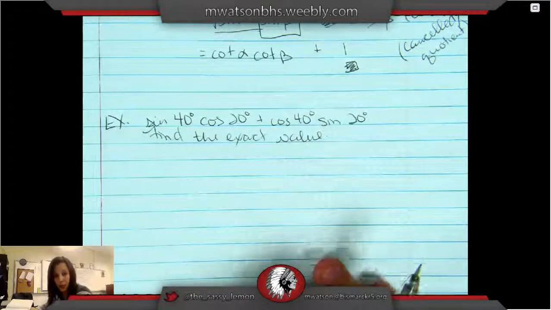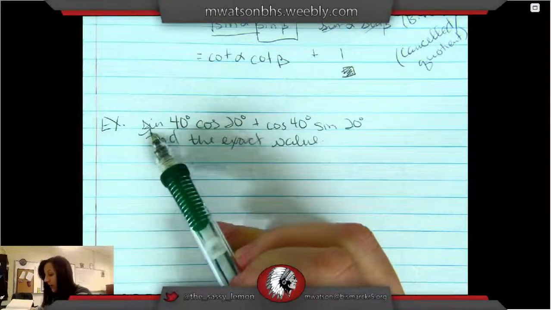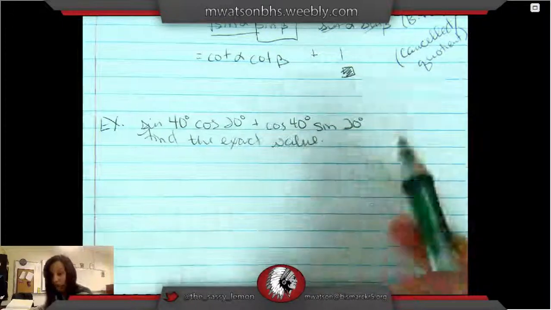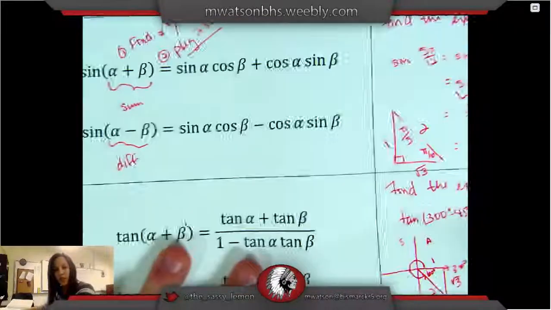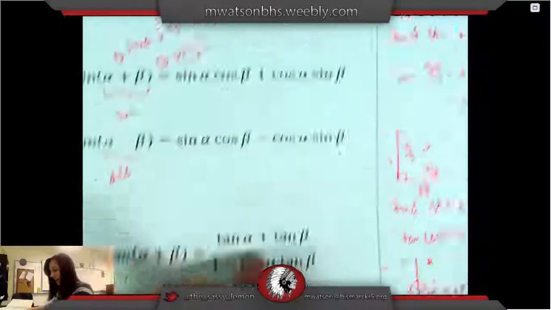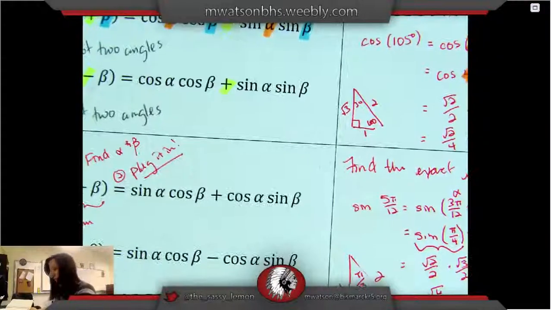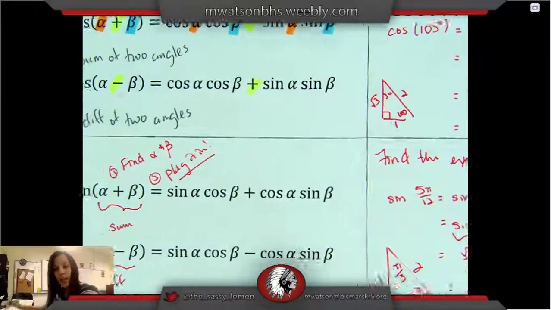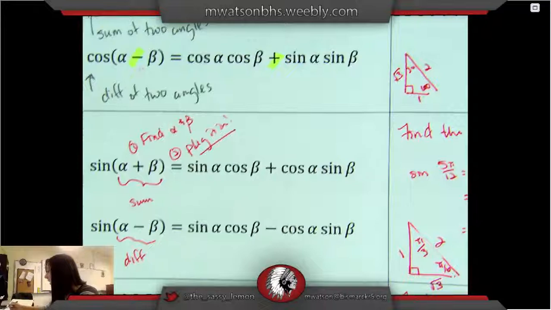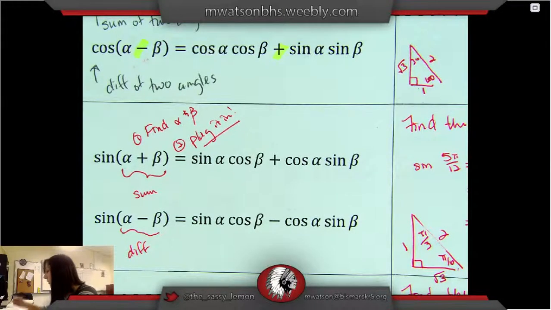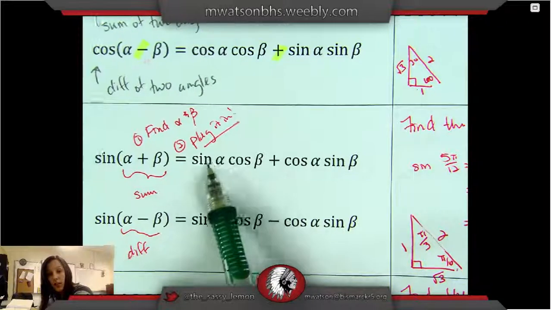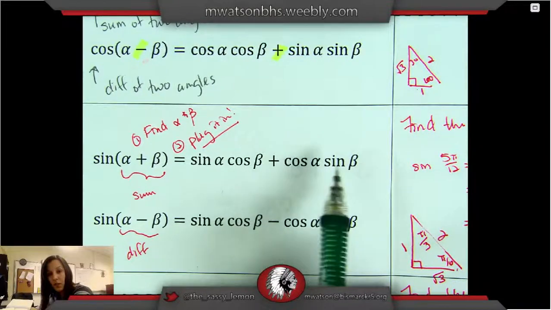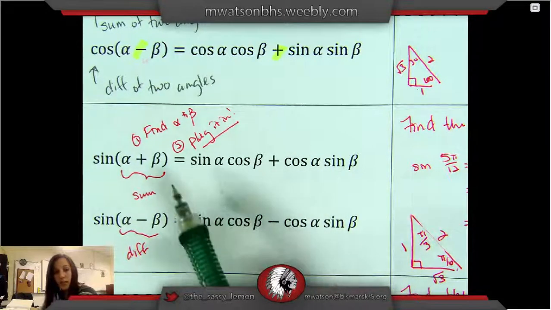Well, it might look really, really difficult because we don't know how to find sine of 40 or cosine of 20 or any of these. But if you look over at your identities, this fits one of these patterns. It's definitely not the tangents. But we had a sum over here, and it had a sine times a cosine plus a cosine times a sine. And if we look here, sine times a cosine plus cosine times a sine. That's right here. That's this one.